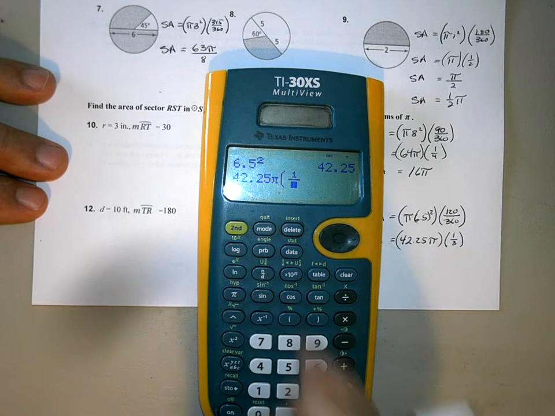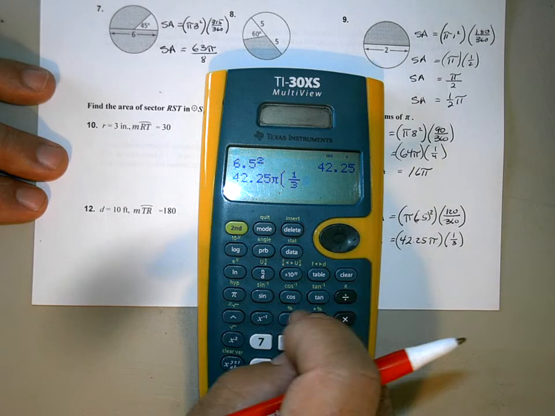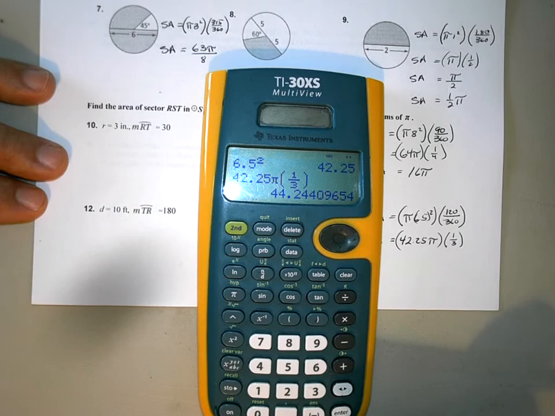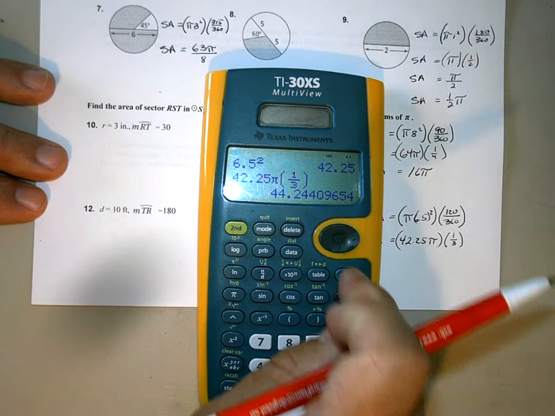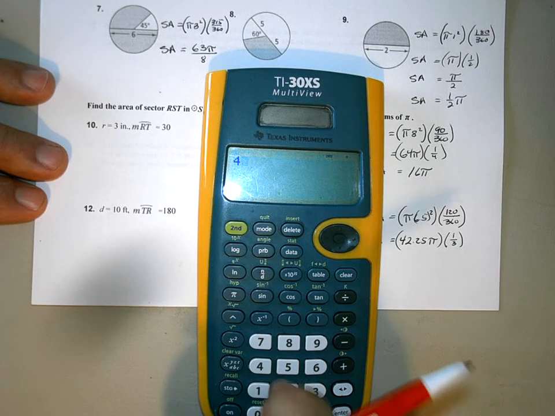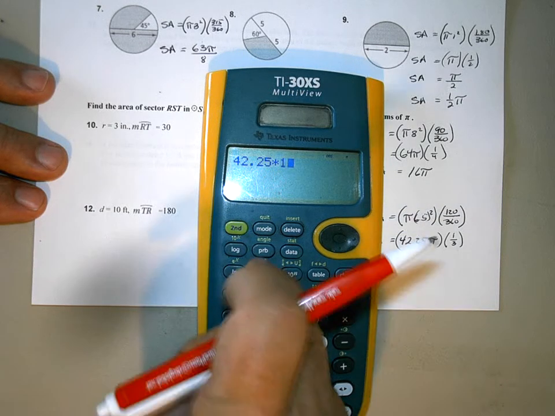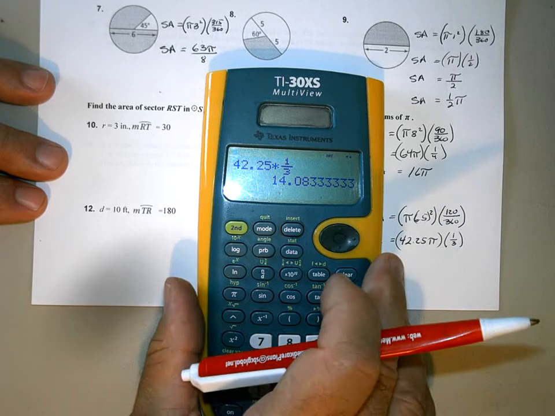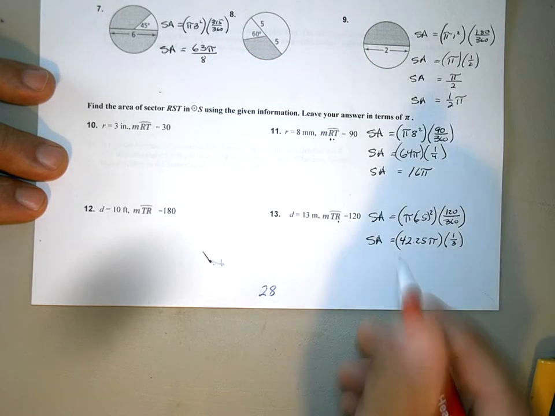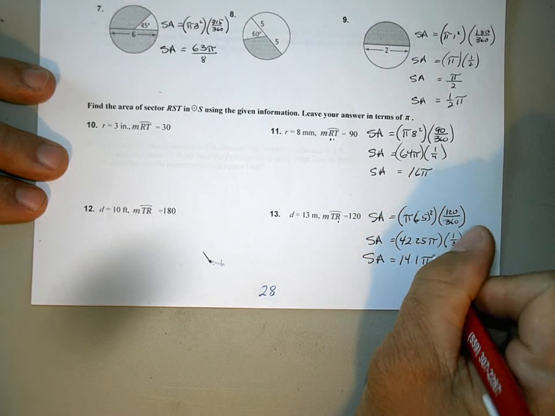And again, these calculators make it so easy for you to mix decimals and fractions. And we get 44.42 because there's decimals and fractions, they went ahead and multiplied it out. But let's just try this. Let's clear it and go 42.25 times 1/3. And now we'll just get our number, enter 14.08. Let's call it 14.1. That way we leave it in terms of pi.